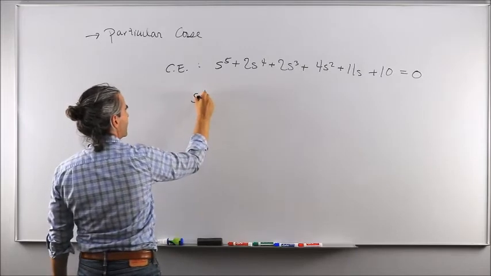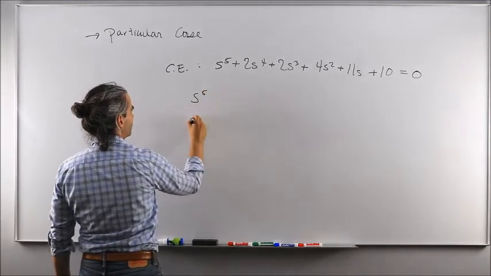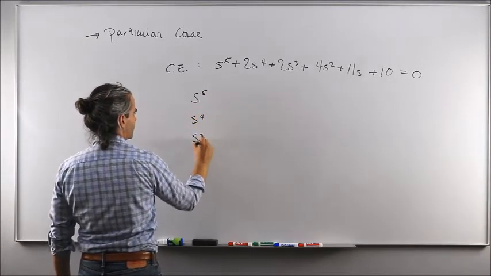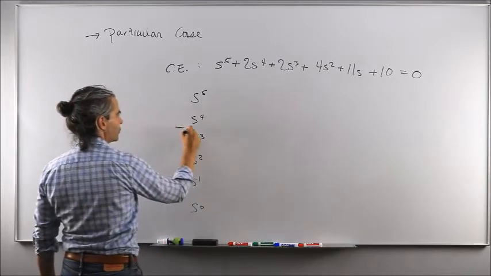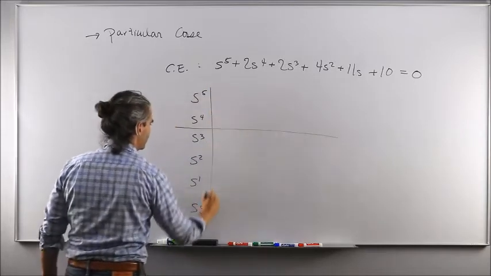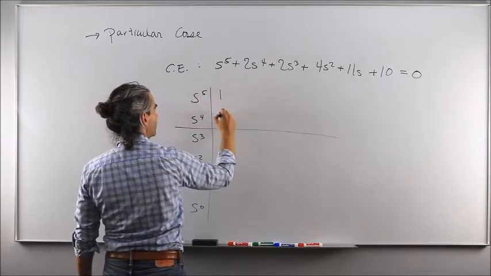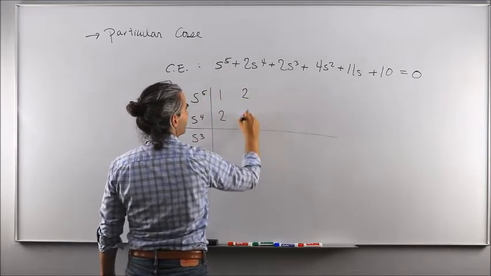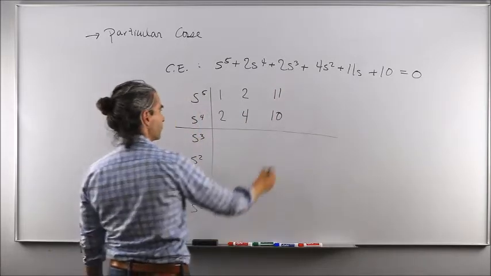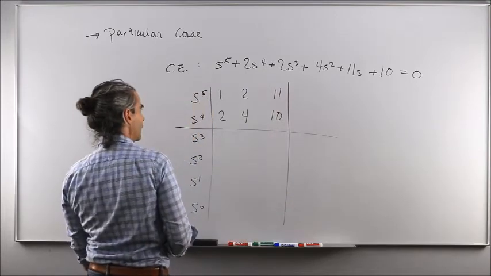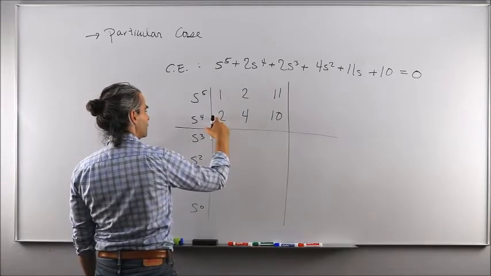I'm going to construct the array. s^5, s^4, s^3, s^2, s^1, s^0. The first two rows are just provided by the characteristic equation directly. That's my 1, 2, 2, 4, 11, 10. That's it. Draw the line there. 2 times 2, 4, minus 4 is 0 over 2. That's 0.